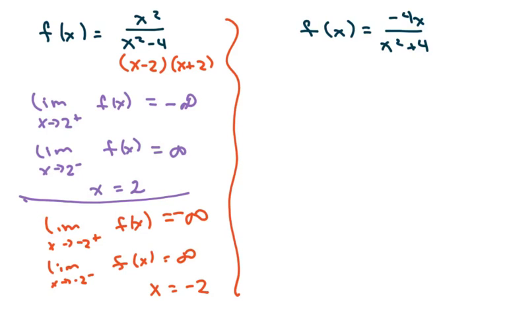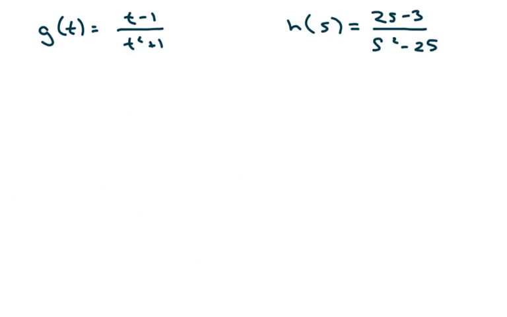And for this one, there is none. There are no vertical asymptotes because there are no real numbers where the denominator equals 0, only complex numbers. Same thing for this one. There are no vertical asymptotes.